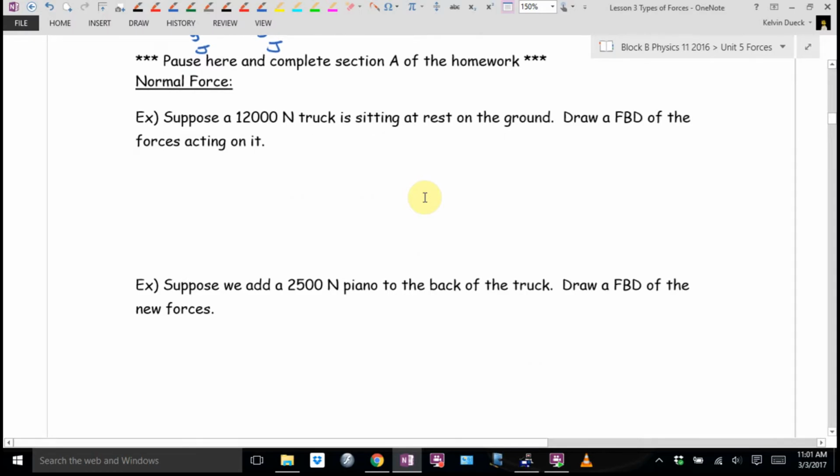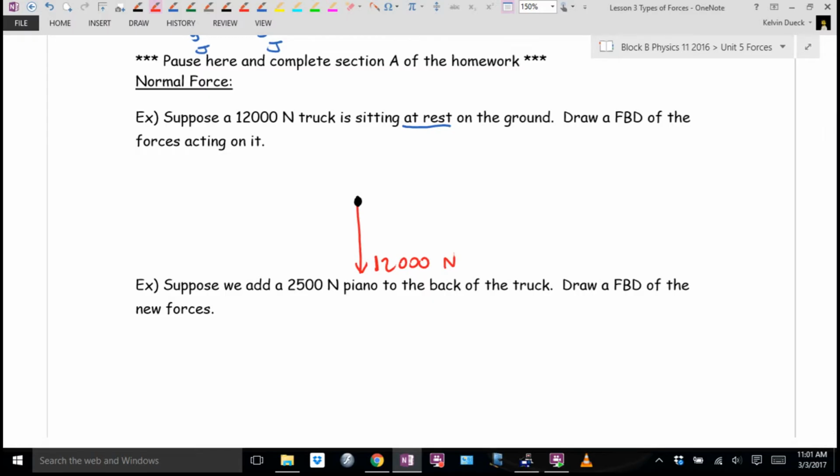Suppose a 12,000 Newton truck, I've given you its weight, not its mass, is sitting at rest on the ground. Draw a free body diagram of the forces acting on it. Okay. There's the truck. What are the forces acting on that truck? Get the obvious one. In fact, I could even call it 12,000 newtons. I can even be more specific than gravity. I can actually tell you how big it is.